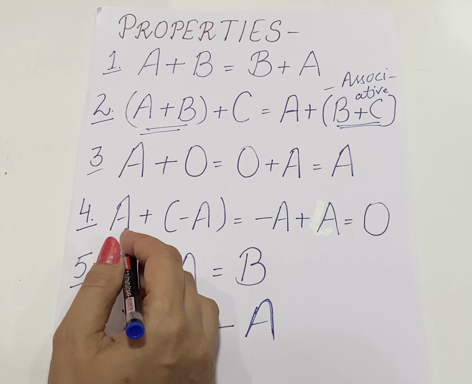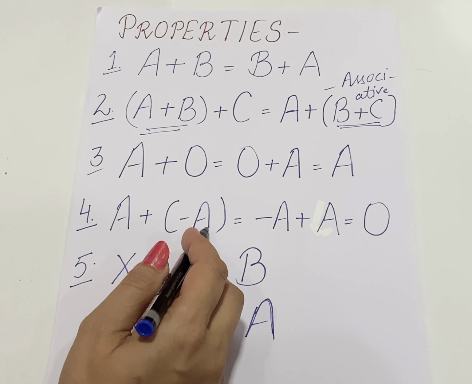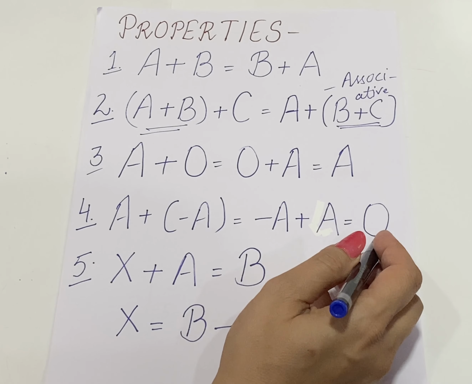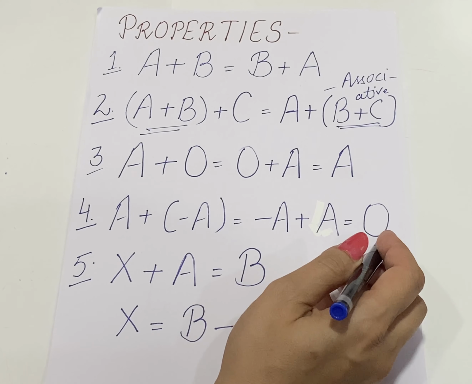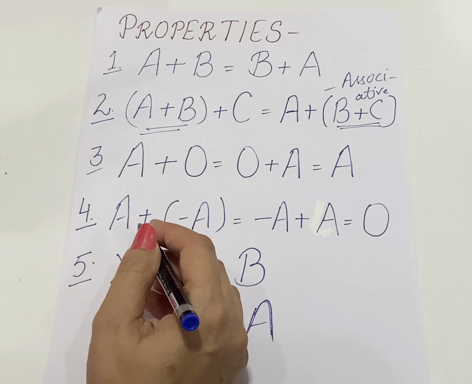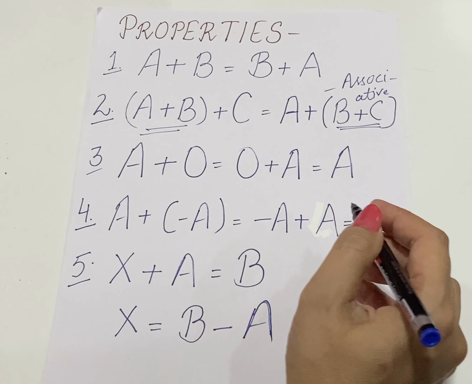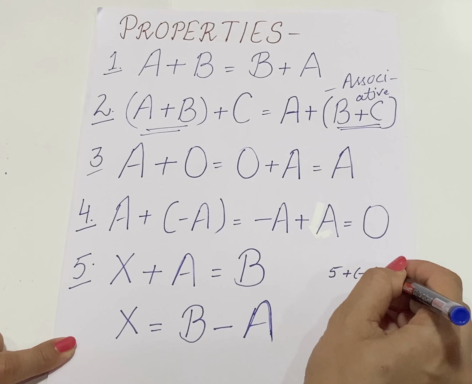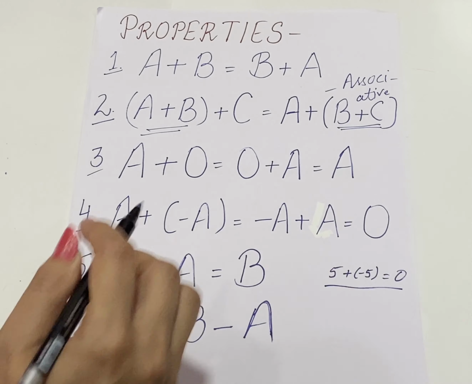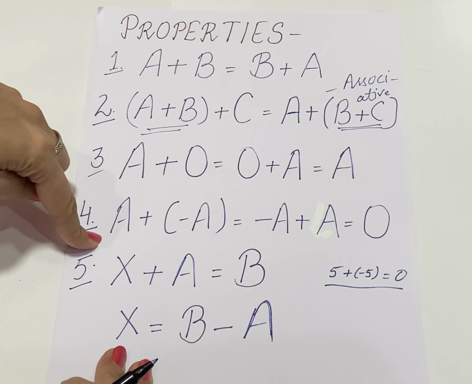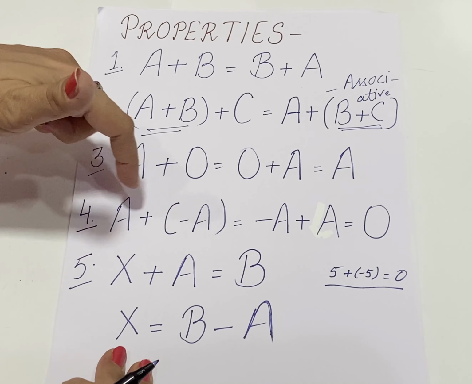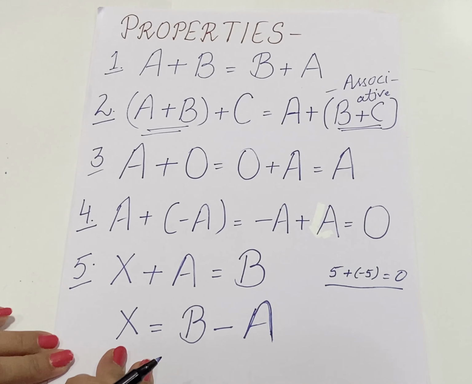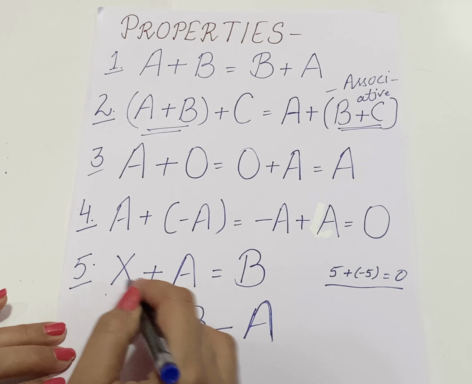Fourth property is A plus minus of A, that is negative of A. This will be equal to minus of A plus A, and it is equal to null matrix. Simple. Otherwise also you know this thing: if the number is 5 and minus 5 is added to this number, what we get is 0. Similarly, if a matrix is there and negative of the matrix is added to it, we are going to get the null matrix.